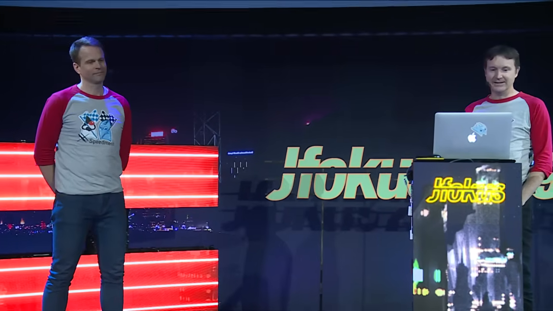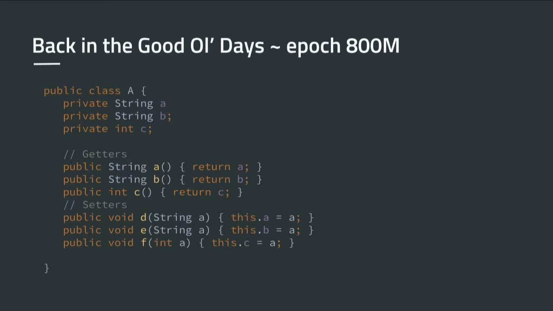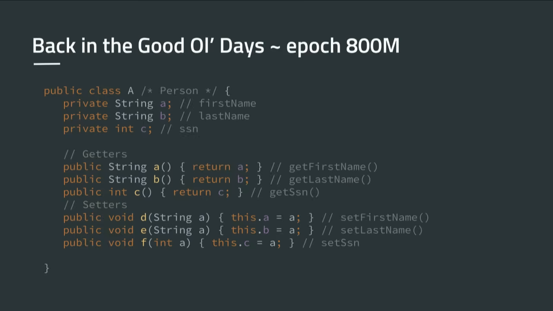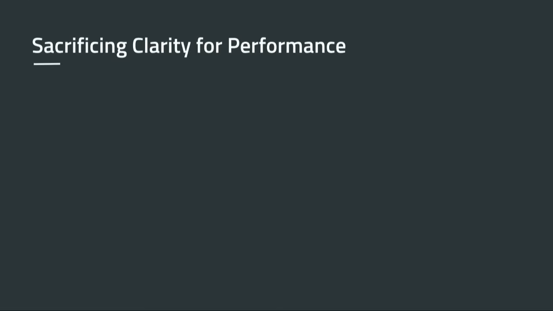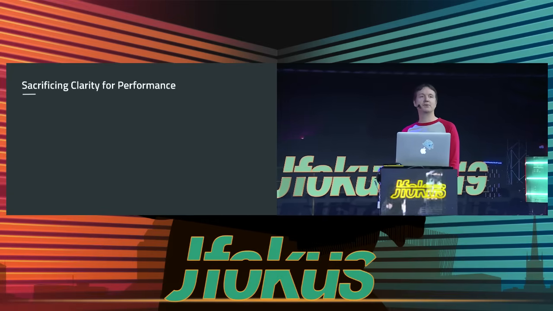Okay. So let's go back to the good old days. What is this? Apparently, this is some kind of POJO called A, with a few properties, A, B, and C, 2 strings and 1 int. And if we just look at the comments, we can get some more clues what this is. It's a person. And we have a first name, last name, and social security number. And why would we ever want to use a class like this? We are evidently sacrificing clarity for performance. Why would we ever give up so much for that?